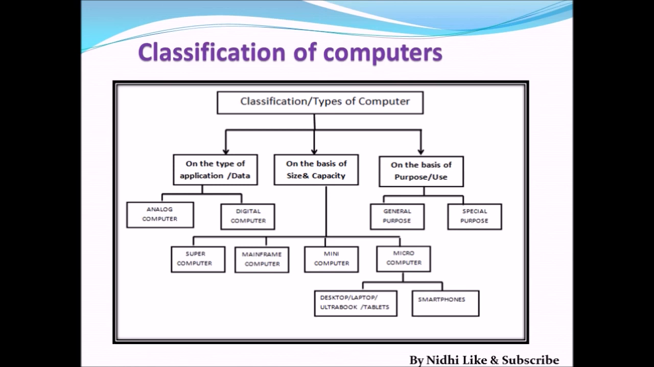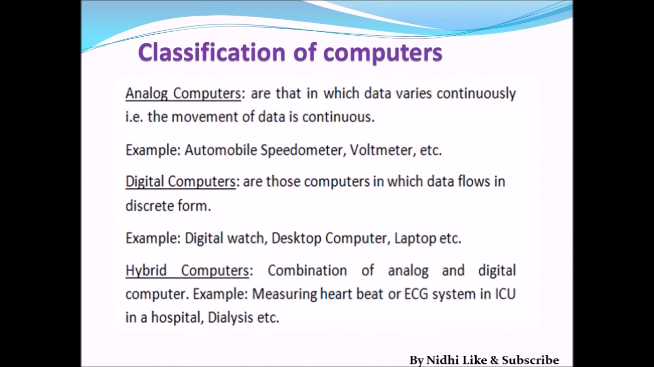Now we are going to discuss the analog computer first, then digital computer, hybrid computer, and then the super, mainframe, mini, microcomputers, etc. Let's start with the analog computer. Analog computers take data in the form of a continuous signal. There are two types of signal. One is analog, in the form of waves, and the second is digital, in the form of 0 and 1. Analog computers take the continuous signal in the form of waves, and the movement of data is continuous. Examples of analog computers are the automobile speedometer and voltmeter, etc.